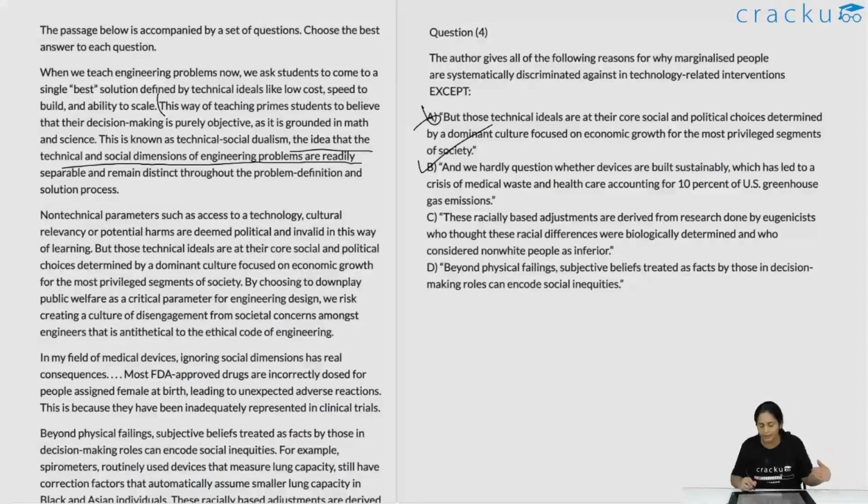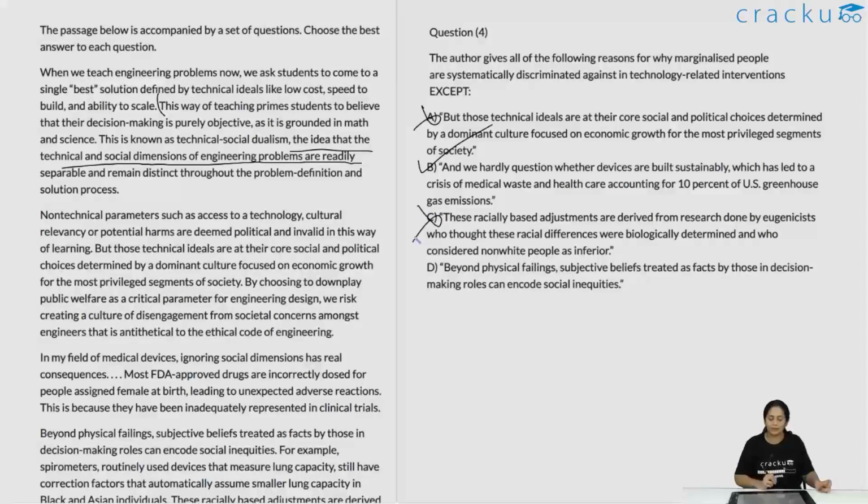These racially based adjustments are derived from research done by eugenicists who thought these racial differences were biologically determined and who considered non-white people as inferior. This was an example given to show how Asians and black people were discriminated against in how their lung capacity was measured by medical devices. So this is a reason that was given to show that marginalized people are systematically discriminated against in technology related interventions.